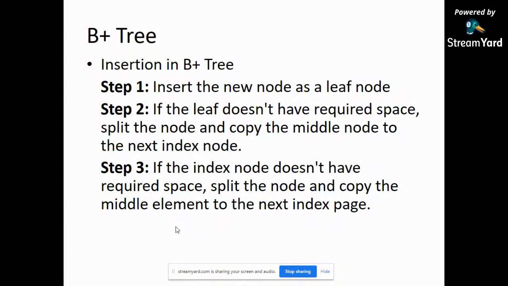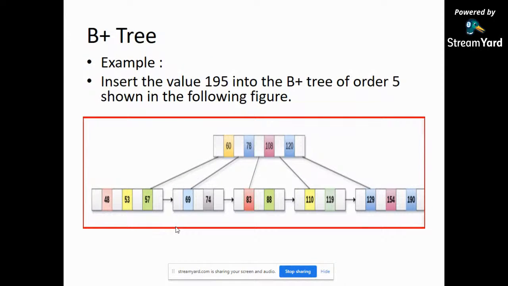Now, insertion in a B plus tree. First of all, we have to locate the place where we have to insert. Then insert the new node as a leaf node. If the leaf doesn't have the required space, split the node and copy the middle node to the next index node. If the index node doesn't have the required space, split the node and copy the middle element to the next index page, and so on. So here you can see we have to insert the value 195.